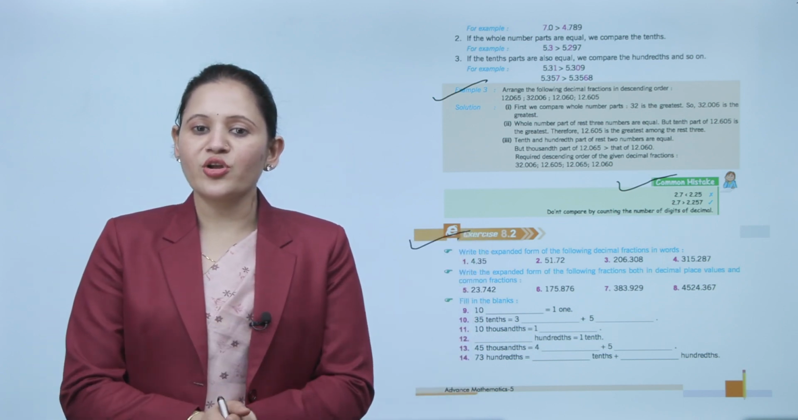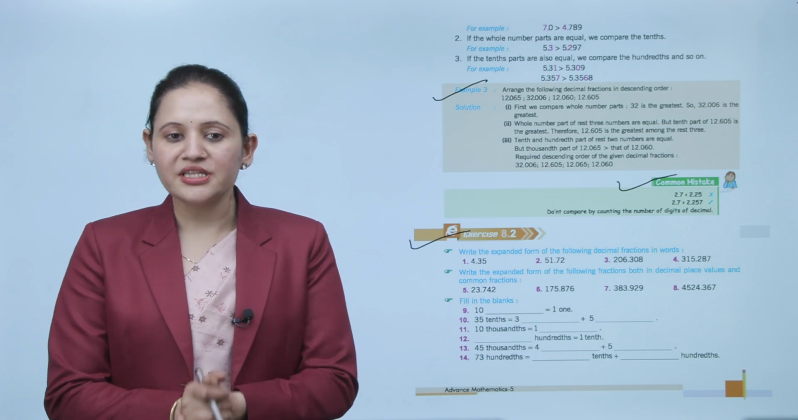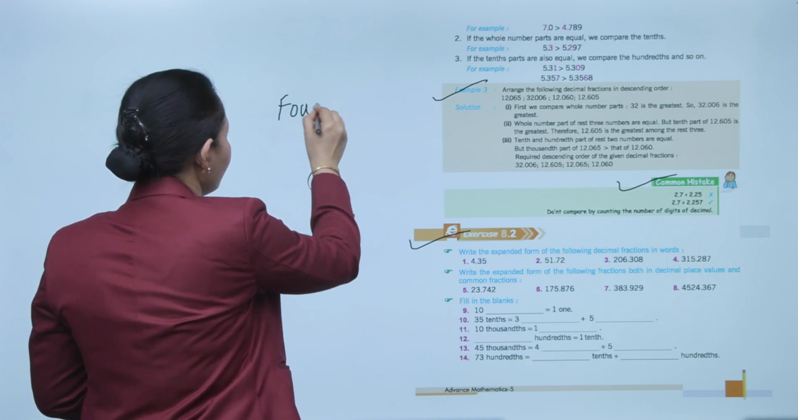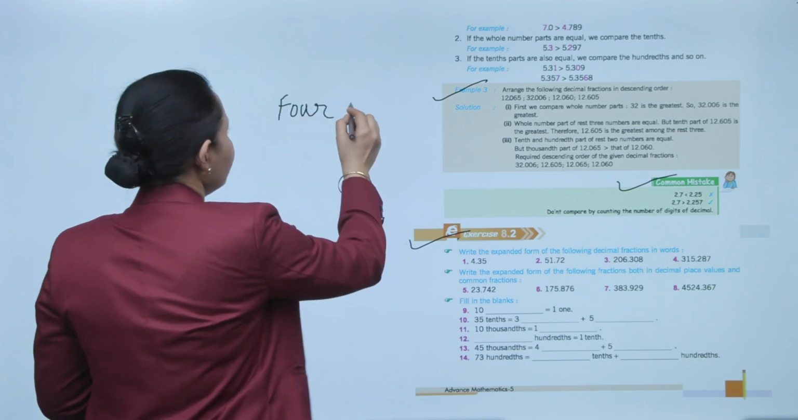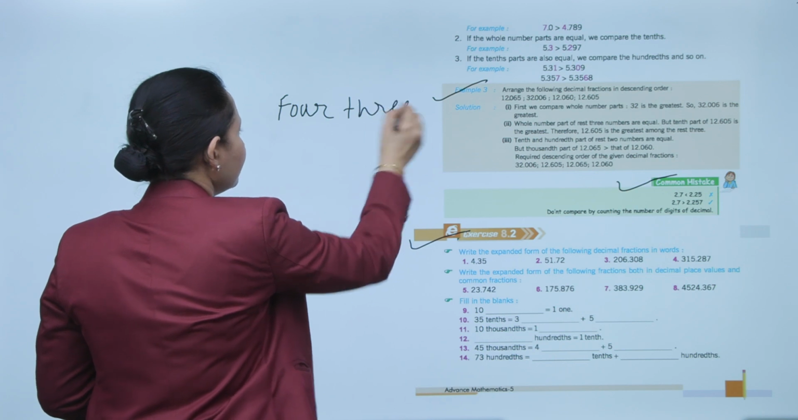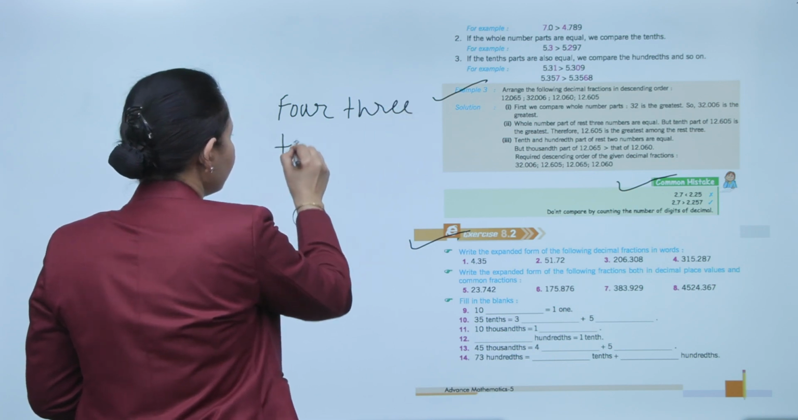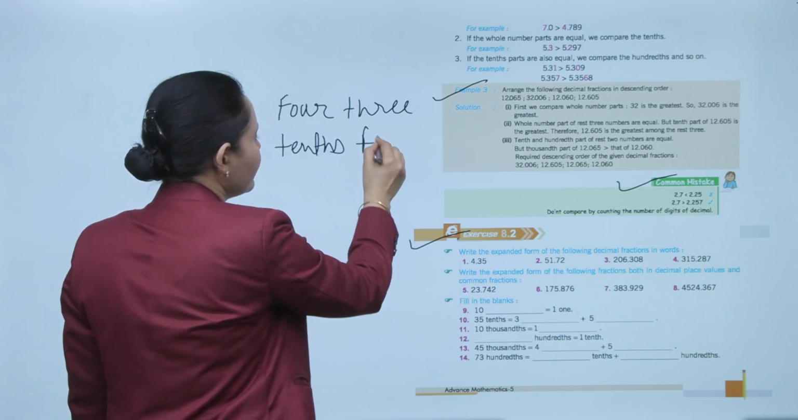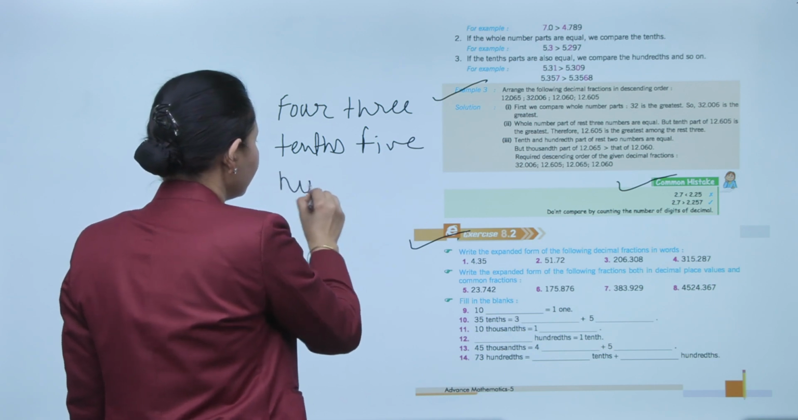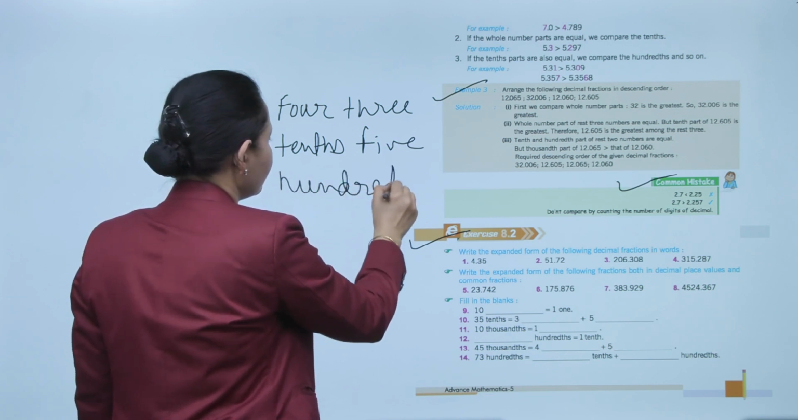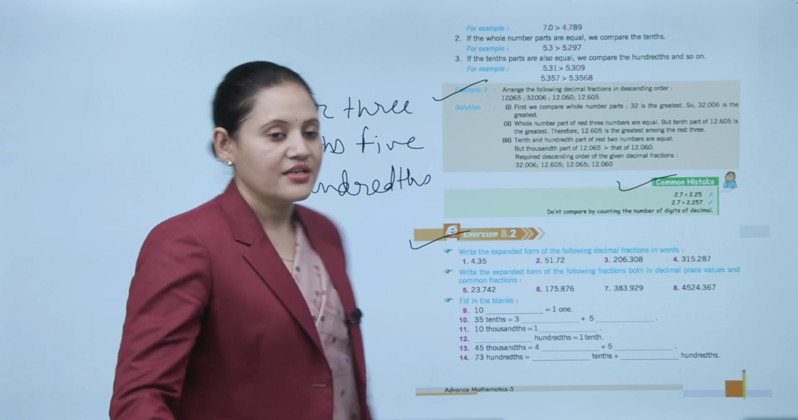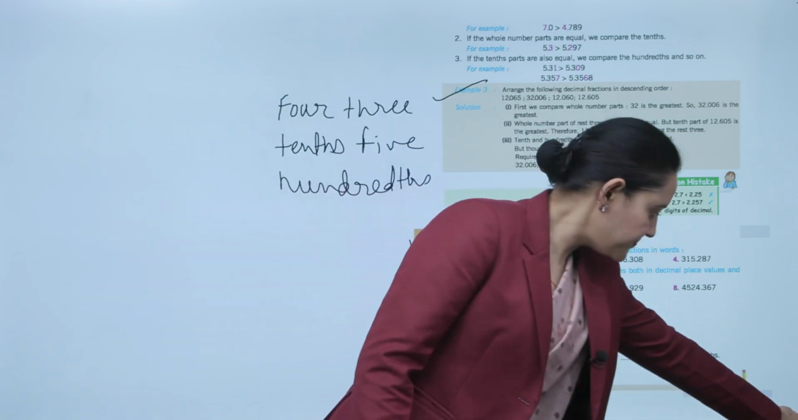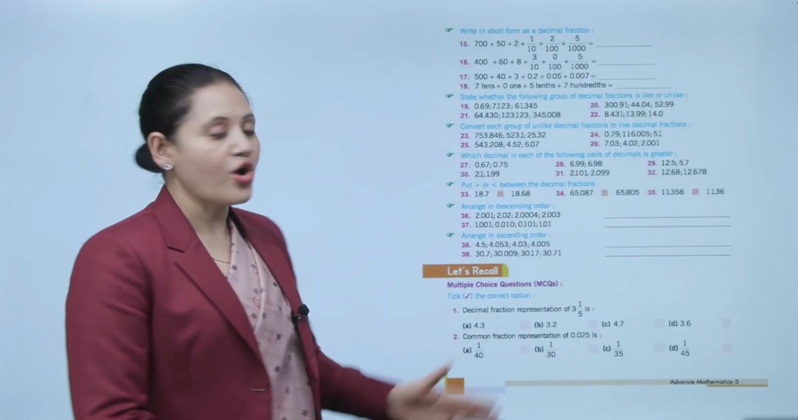Write the expanded form of the following decimal fractions in words. First is 4.35, so we'll write 4 and then 3 tenths and 5 hundredths. Like this. Clear? So practice all the questions of this exercise. You have to practice all these questions.